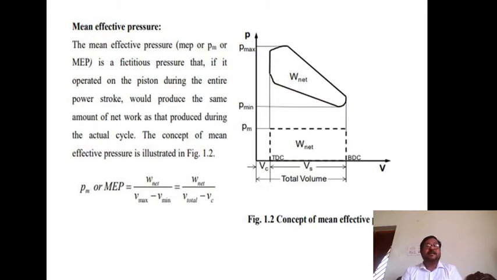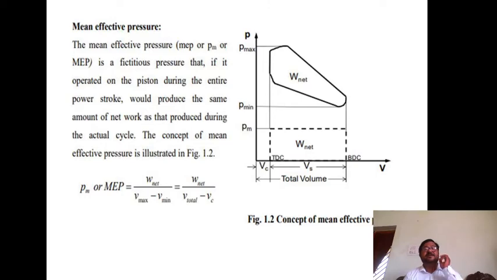And another important thing is the mean effective pressure. We calculate the mean effective pressure for all the cycles: Carnot, Otto, diesel, dual and Stirling. The mean effective pressure is a fictitious pressure that, if it operated on the piston during the entire power stroke, would produce the same amount of net work as produced during the actual cycle. The concept of mean effective pressure is work done divided by maximum volume minus minimum volume.